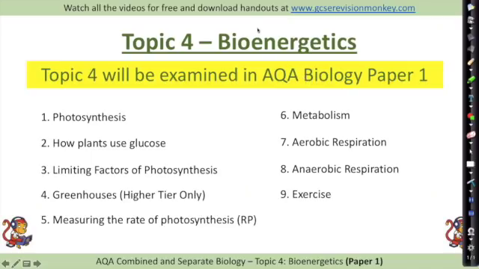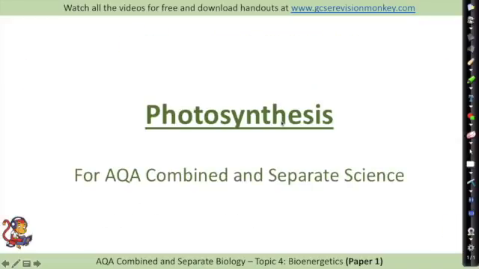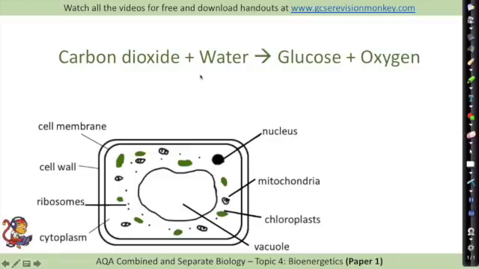Topic 4 is called Bioenergetics, but really it's a topic that looks at two major processes, which are photosynthesis and respiration. Starting off, we'll look at photosynthesis, which is a process that takes place inside cells. This is the word equation for photosynthesis. Carbon dioxide plus water makes glucose and oxygen. As a symbol, it would be CO2, add H2O, makes C6H12O6 plus O2, which we'd balance by putting a 6 there, a 6 there, and a 6 there. So you need to know both versions.